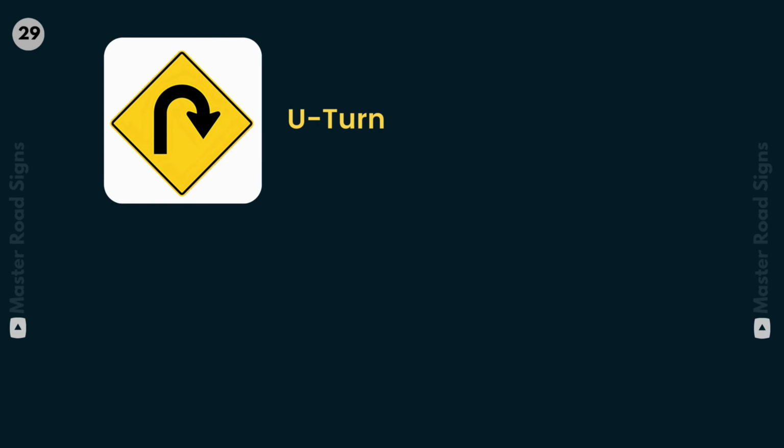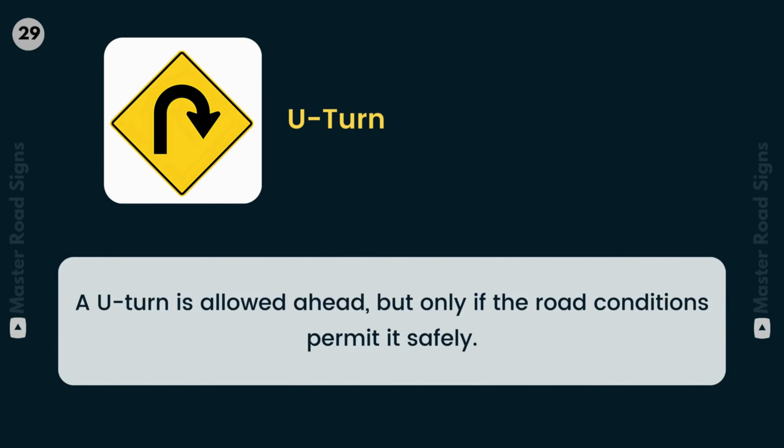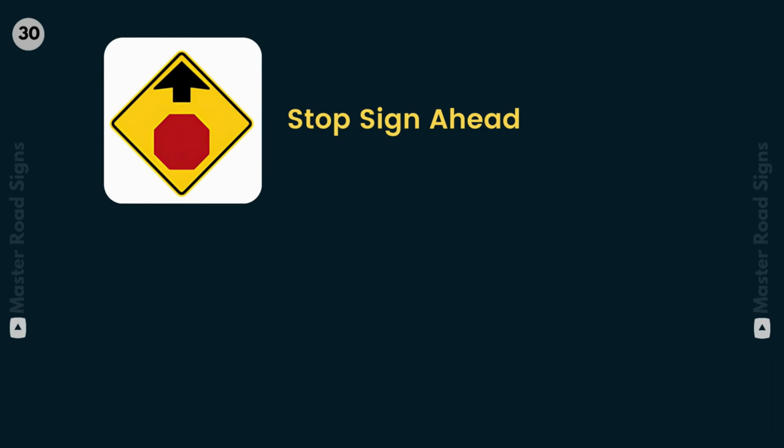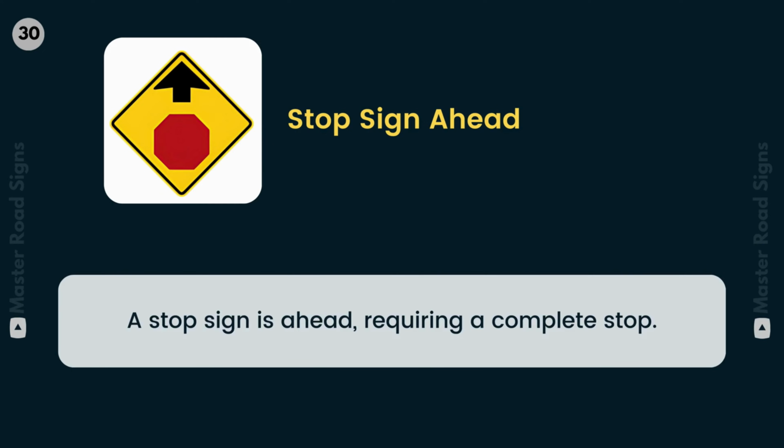U-turn sign. A U-turn is allowed ahead, but only if the road conditions permit it safely. Stop sign ahead. A stop sign is ahead, requiring a complete stop.